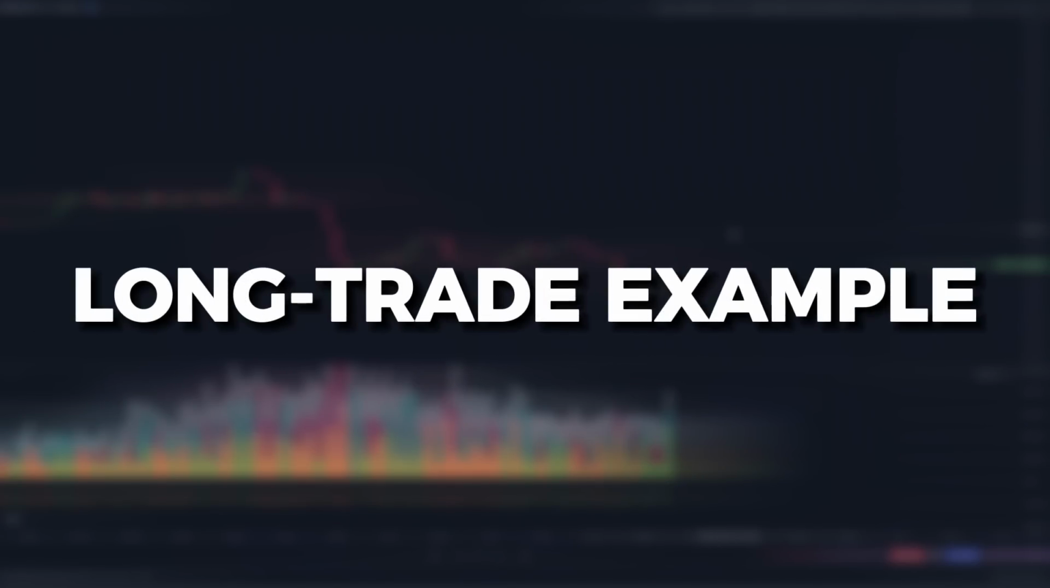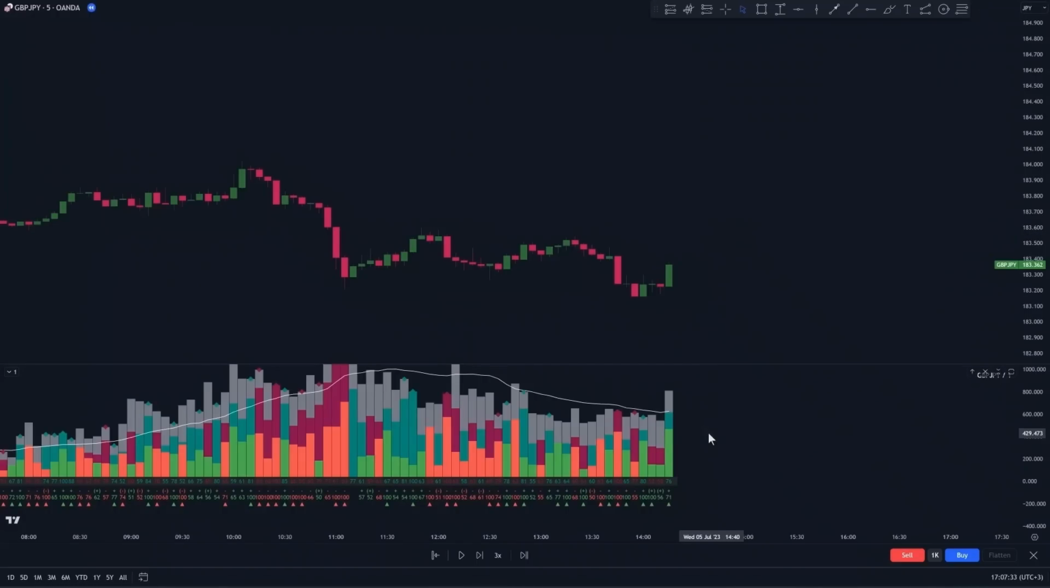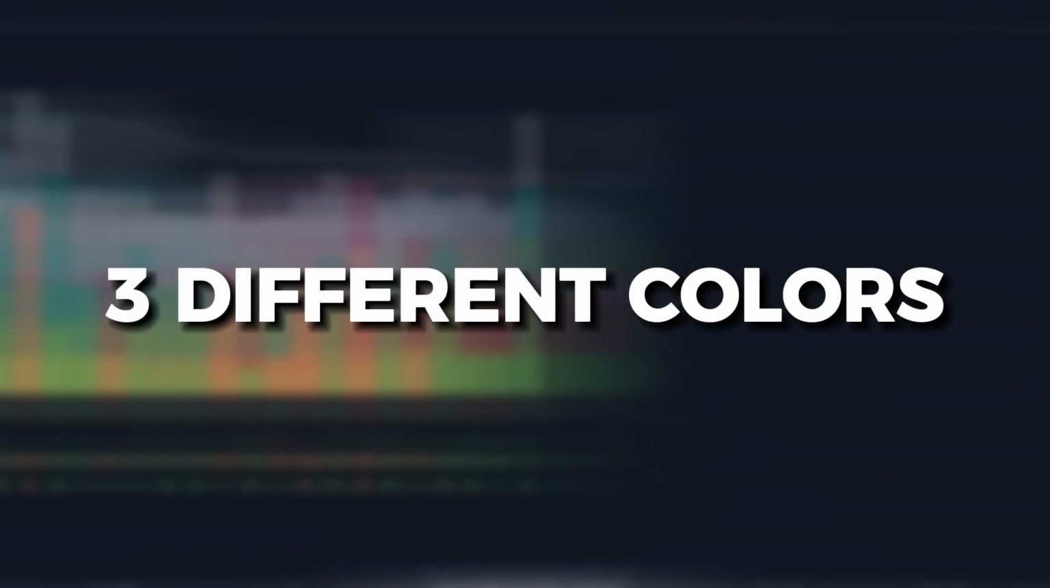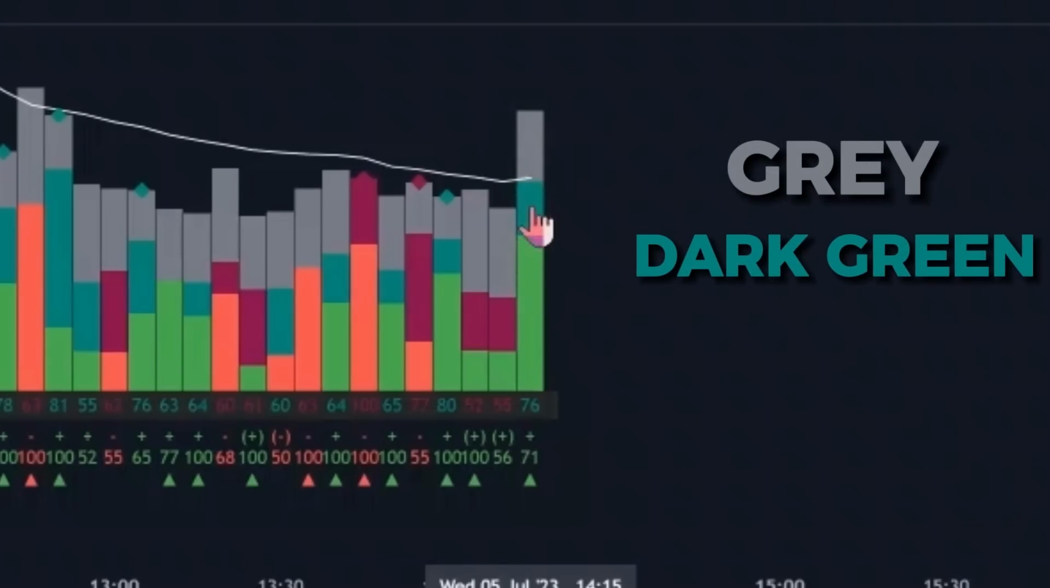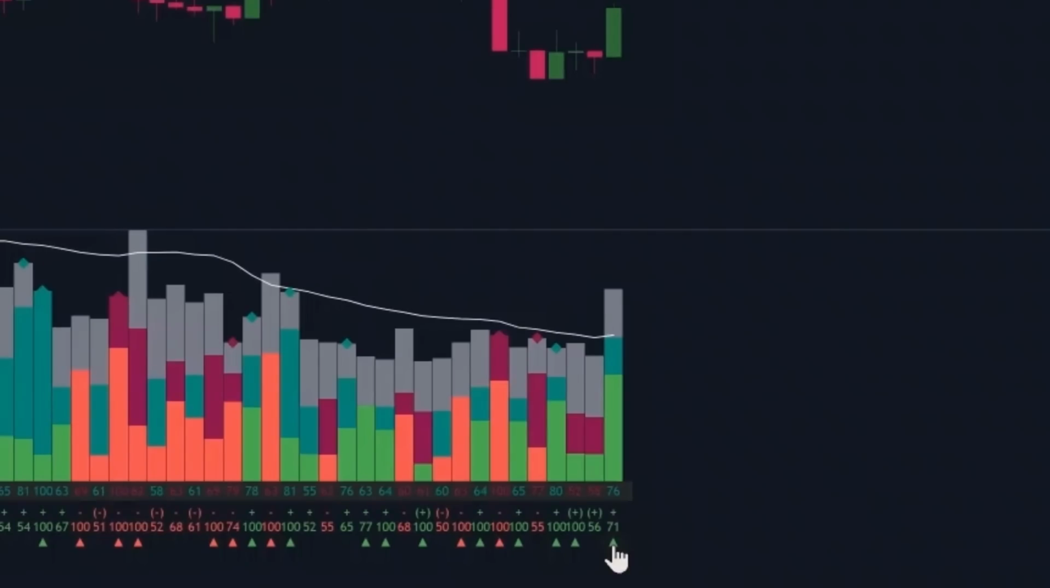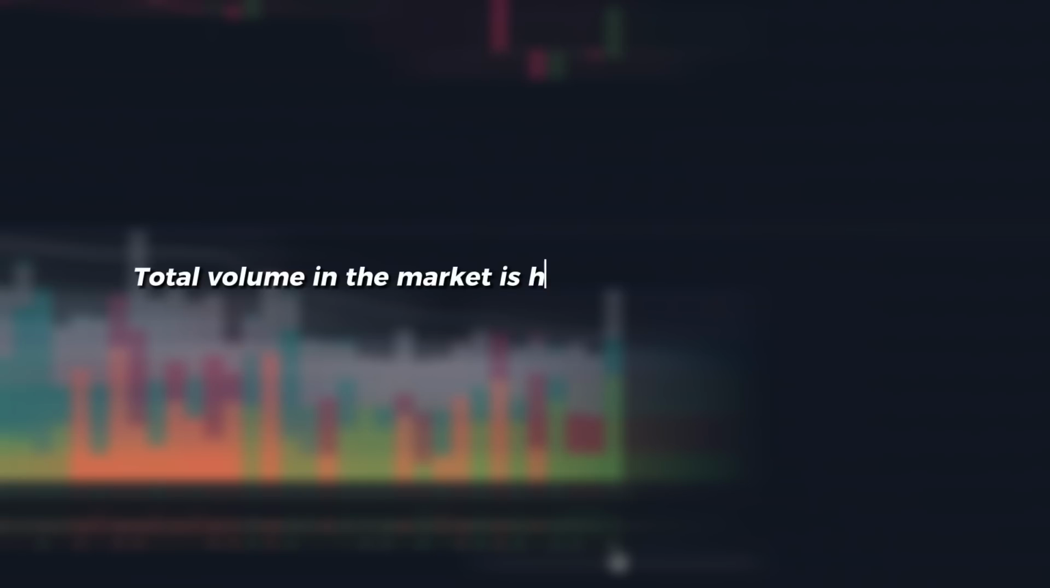To take a long trade with this indicator, here is how we're going to do it. We're going to look for a volume bar that closes above this white moving average, and that bar should have 3 different colors: gray, dark green, and light green. Also, at the bottom of that bar, these 2 numbers should be 70 or above. Having the bar above the moving average indicates that the total volume in the market is high enough for us to enter a long trade.